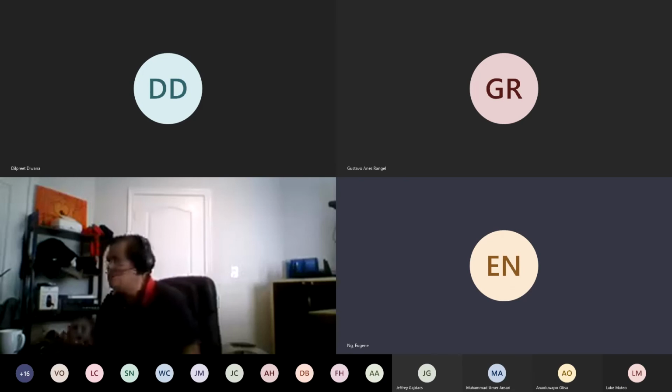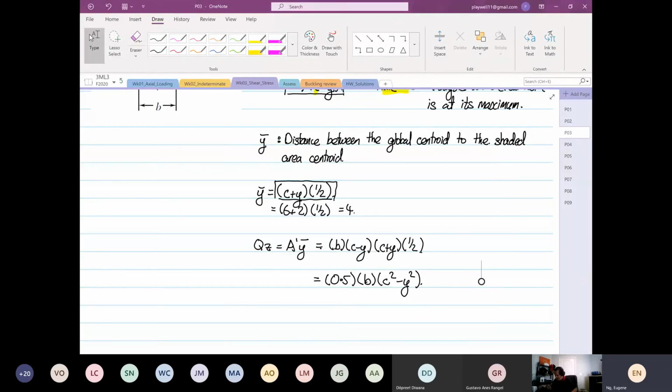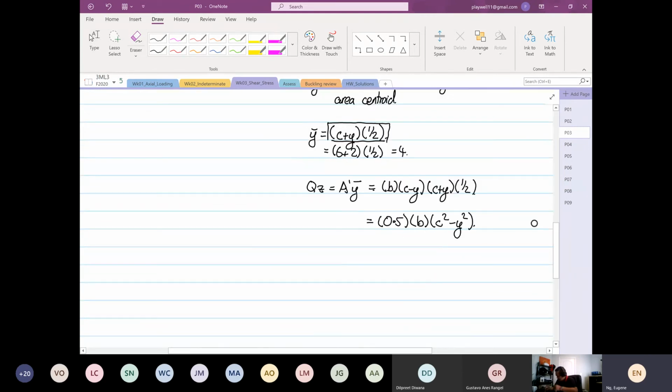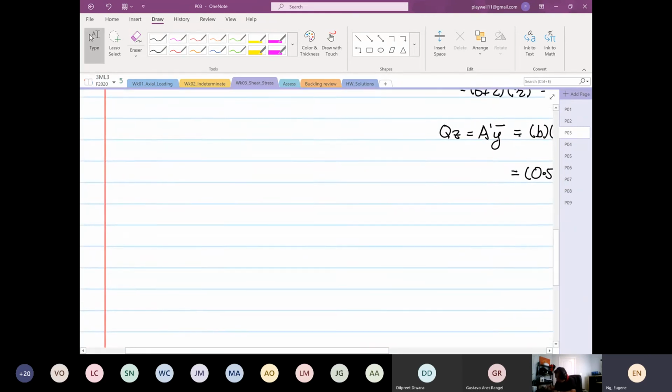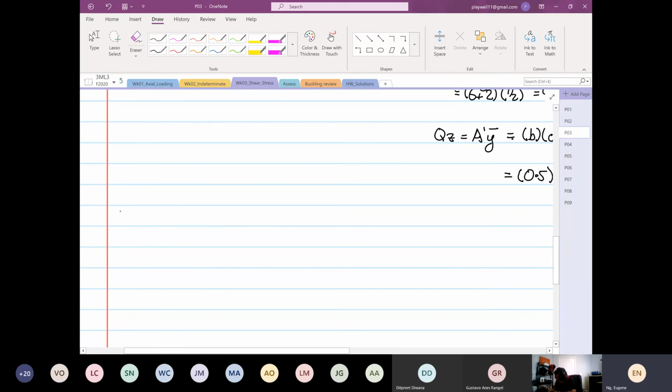Right. So we have stopped over here. So now we have everything. Okay, we have everything. We're going to assemble all our equations together to find the shear in the xy direction. So the shear in the xy direction is equal to Vy over Izz, Qz divided by T.